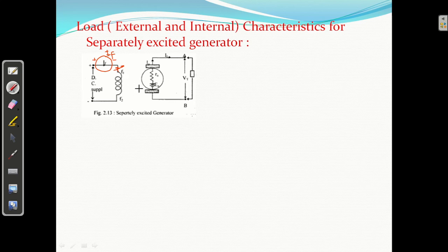First of all, here is a prime mover. We have to run this generator at a constant speed, so the prime mover will run at constant speed. Clear? There is the field current and the resistance. We will adjust the resistance, and when you adjust it, the field current will change, and we will apply the rated voltage.